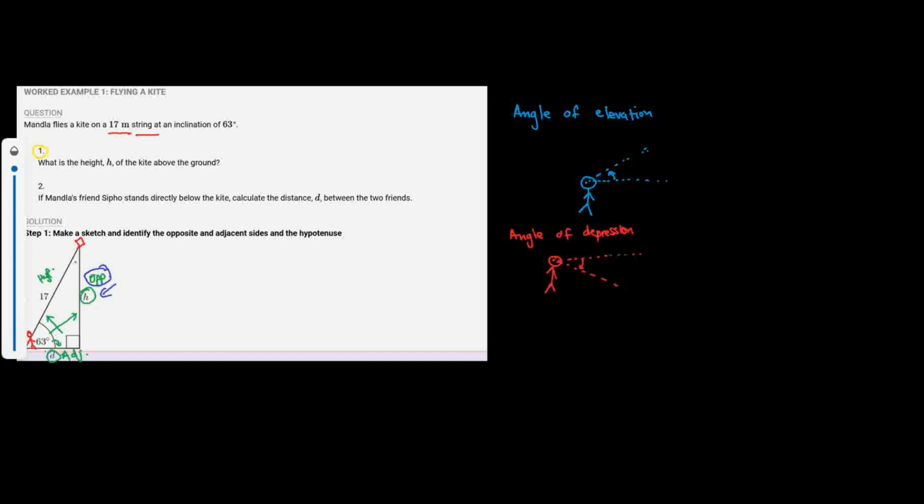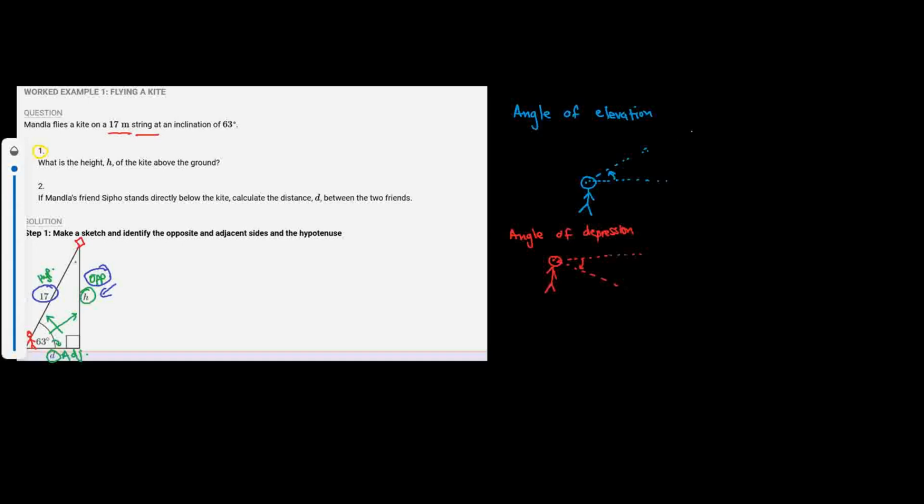I'm not going to use the adjacent side because the adjacent side is D, which is an unknown variable. So let's use what we need to find, which is the opposite. And let's use what is given, which is the hypotenuse. The hypotenuse is given. It's 17 meters. Again, usually the sketch is given to you, but if it's not, then you can also see that it's written in the question. It's always important to read the statement before you answer the question. The line of the kite is 17 meters.